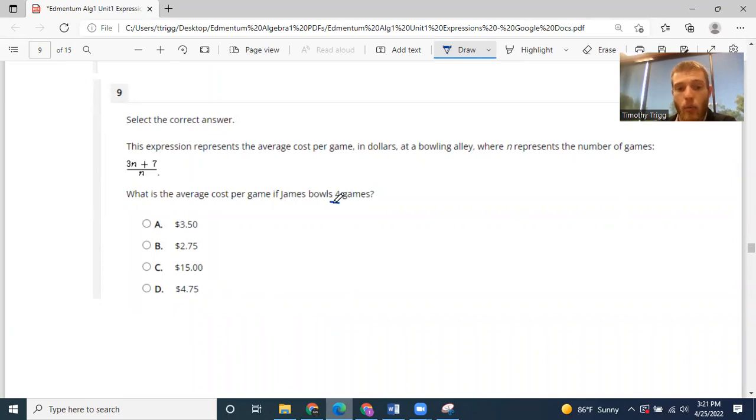Okay. Here, I think you could do this one on your own. Just replace the n with 4. So it'll be 3 times 4 plus 7, and then divided by 4, and work out what that is.